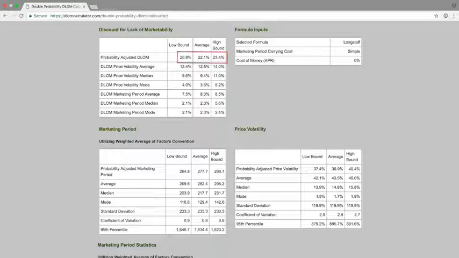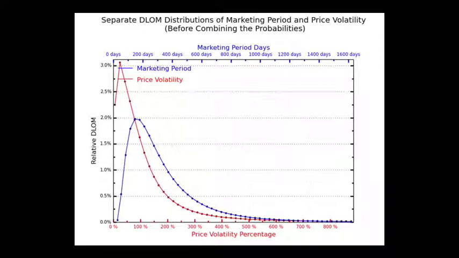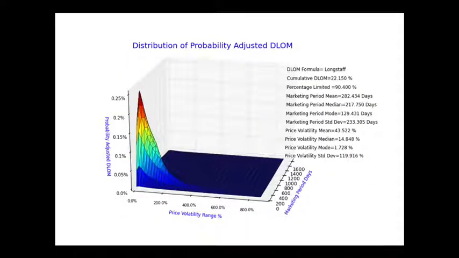Let's select the radio button and click the Run Report button. We see that the specified parameters result in a probability-adjusted DLOM of 22.1%, with a lower bound of 20.8% and an upper bound of 23.4%. The probability-adjusted DLOM represents the sum of DLOMs calculated for 2,500 combinations of 50 marketing period probability segments and 50 price volatility probability segments, as shown in this graph of separate DLOM distributions. Each of the 2,500 combinations is weighted to the likelihood that the combination will occur so that the sum of all weighted DLOMs accounts for all of the likely occurrences.